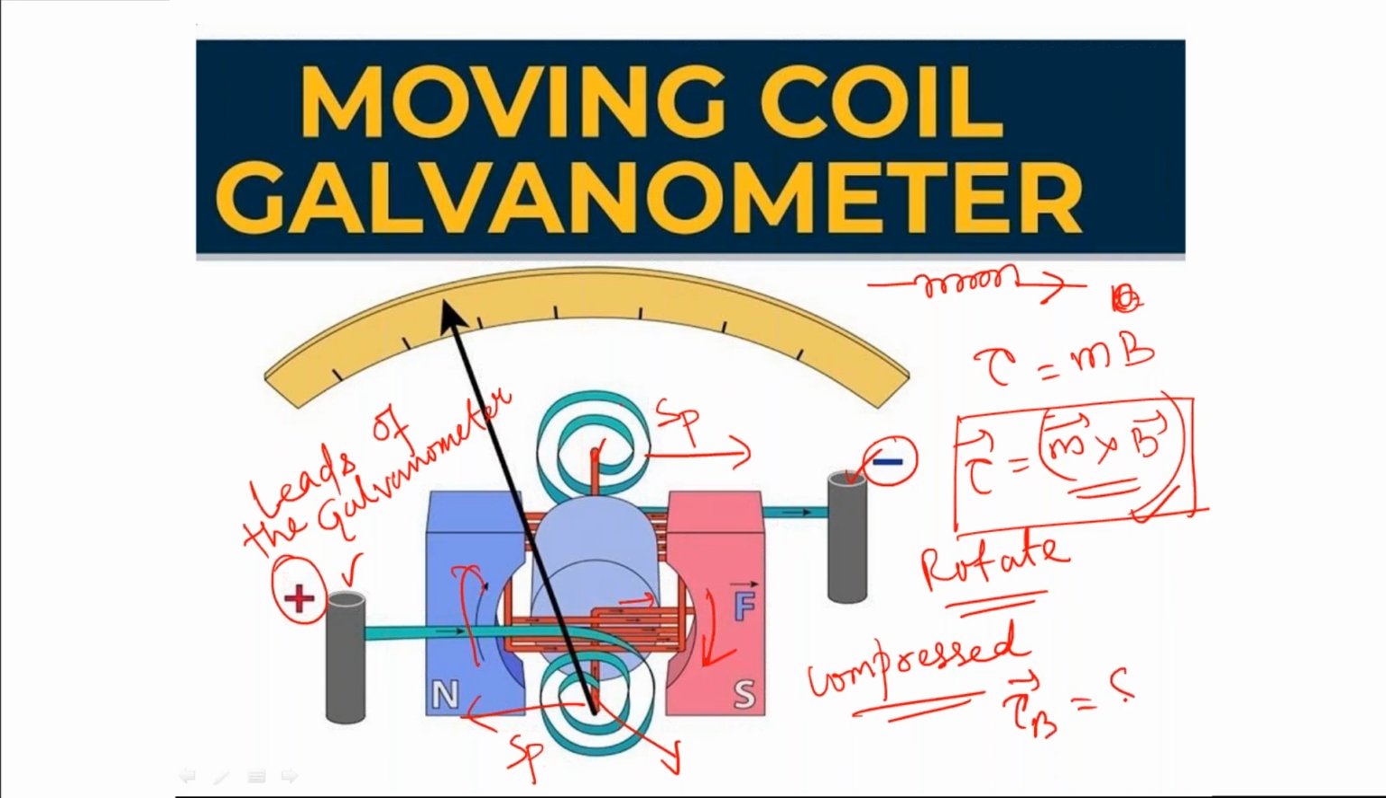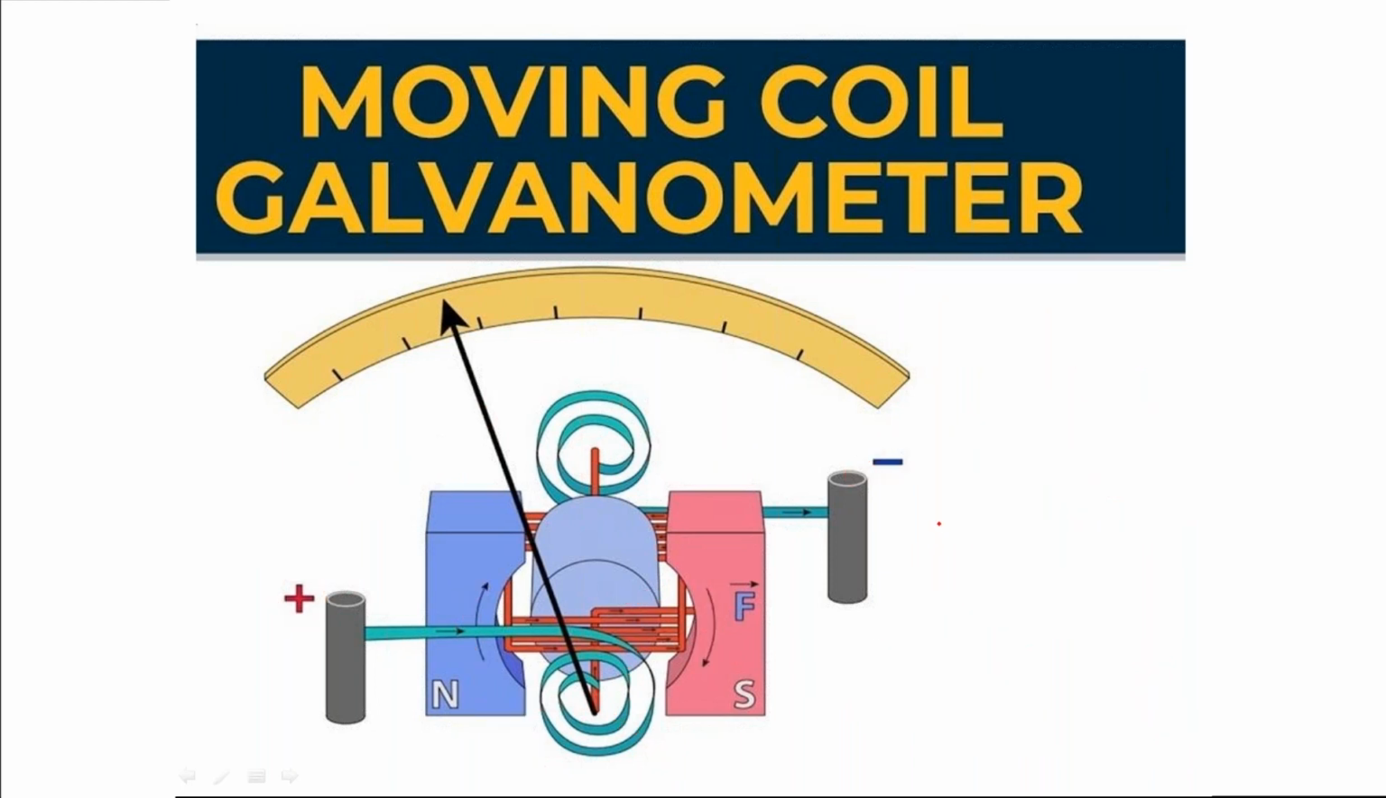So the whole thing is, this magnetic torque will be counteracted by the torque given by this spring. This is the whole matter over here. This magnetic torque will be counteracted by this torque which is appearing due to the springs. So this torque will try to bring the coil back to its original position.